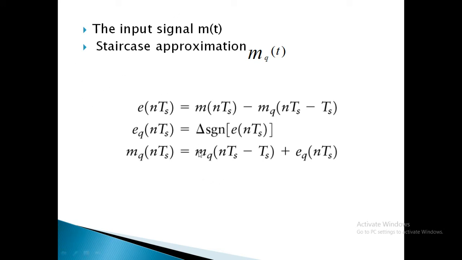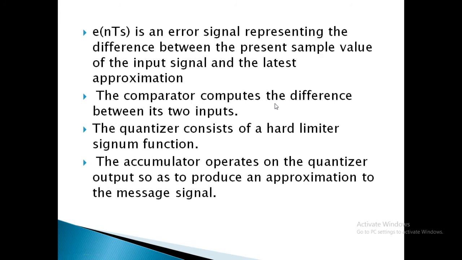This is the staircase approximation, and this is the output of the quantizer. The quantizer output is nothing but delta times signum of e of nTs. e of nTs is the comparator output. The comparator compares the given sampled value with the previous staircase sampled value. e of nTs is the error signal. It is the difference between the present sample value and the latest staircase approximation value.